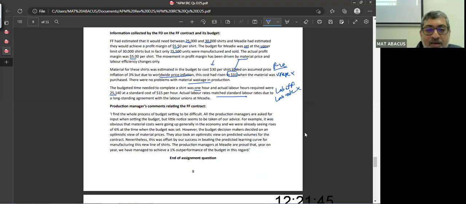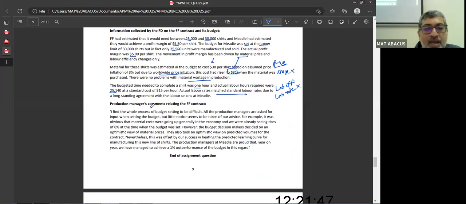Yeah. Production managers' comments relating to the FF contract. I find the whole process of budgeting to be difficult. The minute the examiner is using the word difficult, it is already hinting that the production manager is not very happy with the way it's happening. All the production managers are asked for input when setting the budget, but little notice seems to be taken of our advice. It's so clear. Yeah. So we are asked for our input, but they're not taking notice of it. So what kind of bottom-up is this?